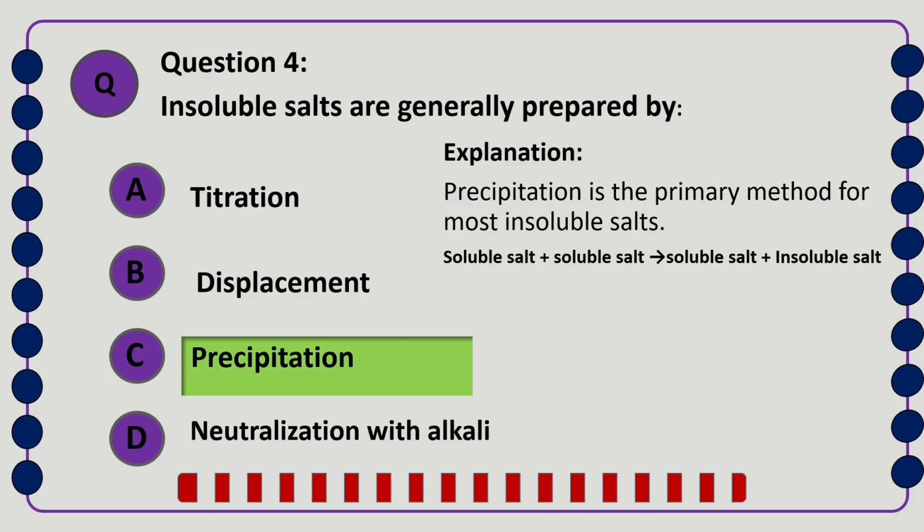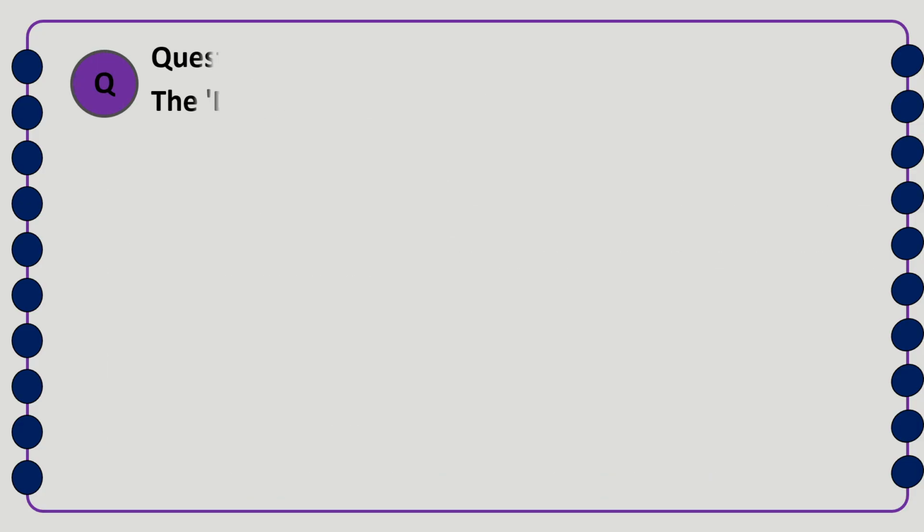Let me make it very clear students. Whenever students ask me, Miss, in the precipitation method, can we use acid? Avoid. The basic idea behind the preparation of insoluble salt is to keep in mind that when two soluble salts are combined, they will give you one soluble salt and one insoluble salt. Make the concept clear from your textbook. Let's proceed with question number 5.